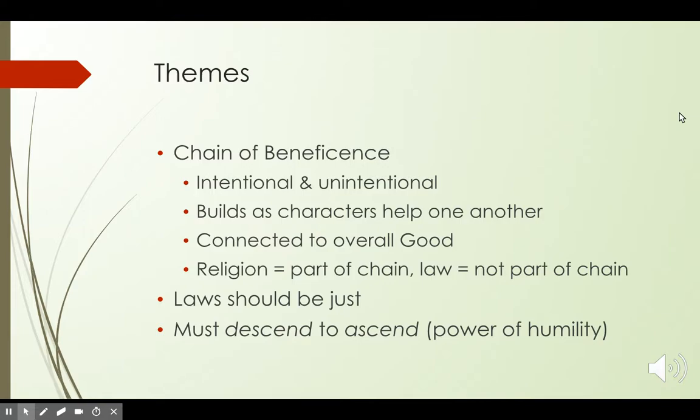Another thing that you will see is justice. Hugo believed that laws should be just, not punitive for no reason. Finally, think about this. Hugo thought that you had to descend to ascend. That means being humble, not bragging, and doing good for those beneath you. Let's see how well this holds up in the actual novel.